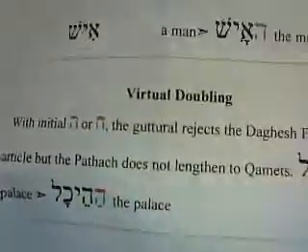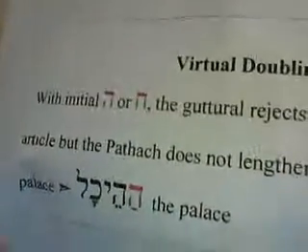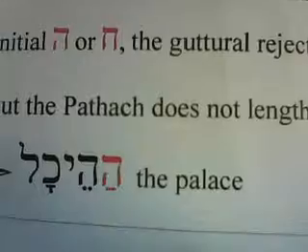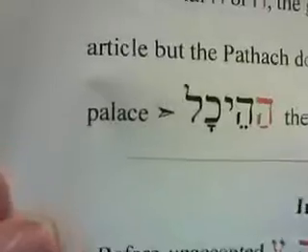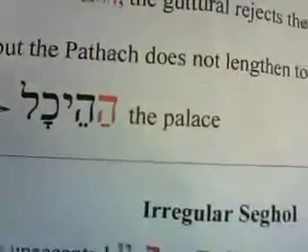With initial hey or het, the guttural rejects the dagesh forte of the article, but the pathach does not lengthen to a qamets. So you'll need to remember and understand the rules for that. For instance, hekal, which is translated palace, it'll be a hey pathach for the palace. There, it's a little bit easier to see. So you have palace there, the palace. Okay, I'm sorry it's so hard to see this with the handouts.